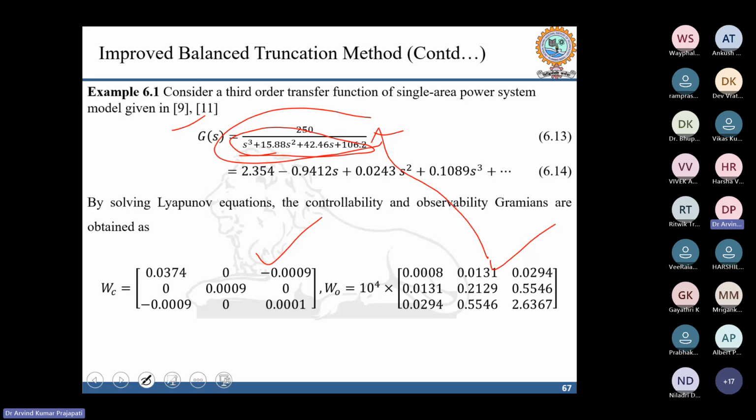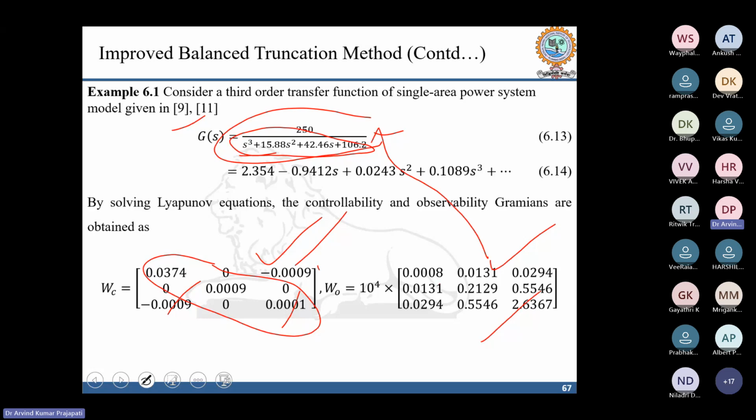So if the system is stable, the controllability and observability gramians must be positive definite and symmetric matrices. You can check here whether it is symmetric or not. Yes, it is symmetric. And how do you check it is a positive definite matrix? You can just determine the eigenvalues. If all the eigenvalues are positive, you can say it is a positive definite matrix. If you determine the eigenvalues of these matrices, definitely you will get positive values. So you can say that these controllability and observability gramians are symmetric as well as positive definite matrices.